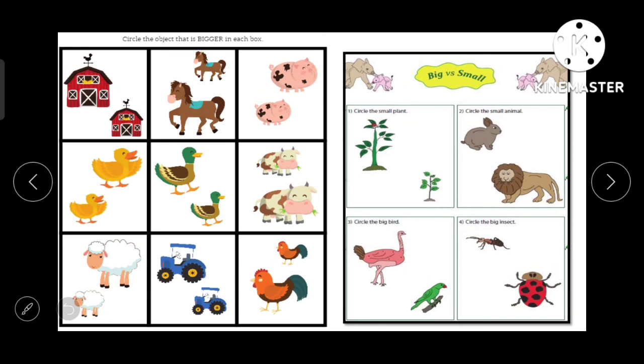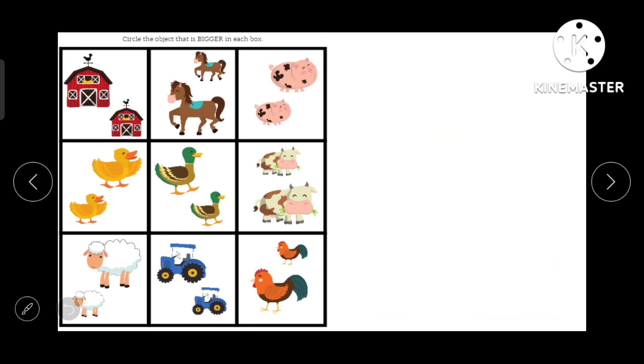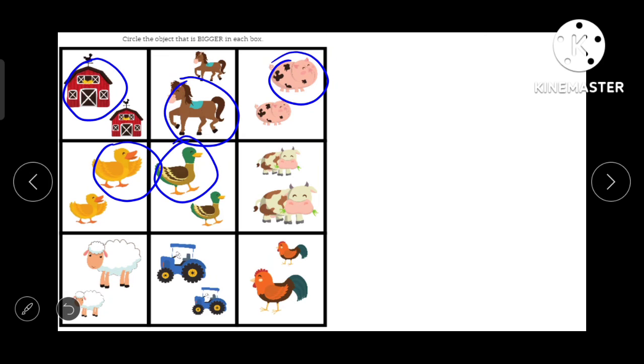Now circle the object that is bigger in each box. What we have to do here? We have to circle the bigger object. So here this one is bigger, here this one is bigger in size, here this one is bigger in size, here this one is bigger. Now here this one, here this one. Out of these two tractors, this first one is big, and here this one is big.